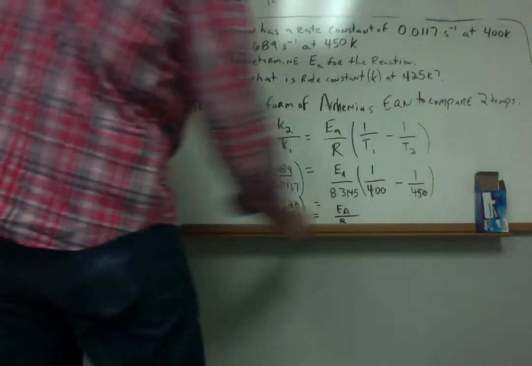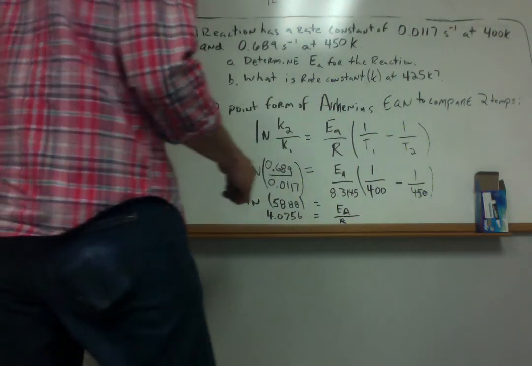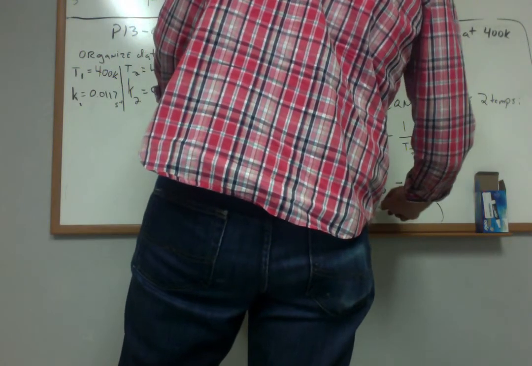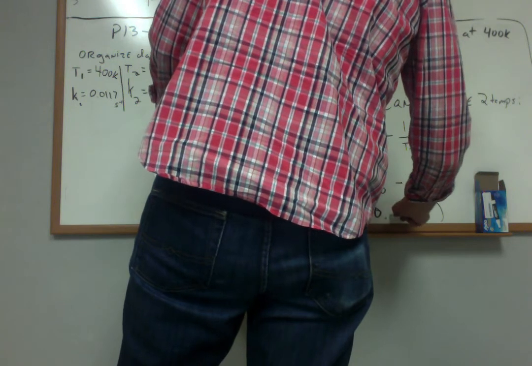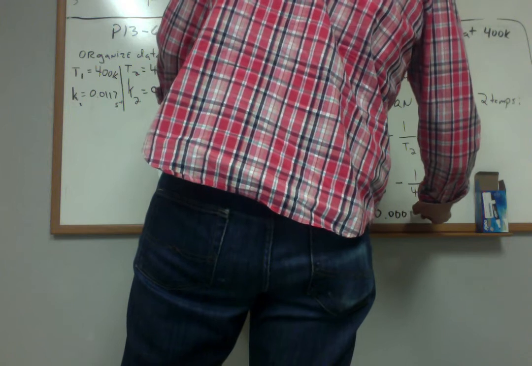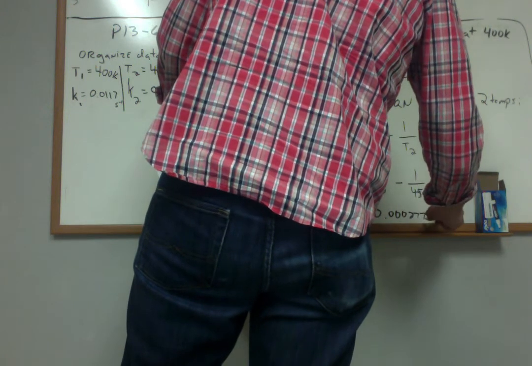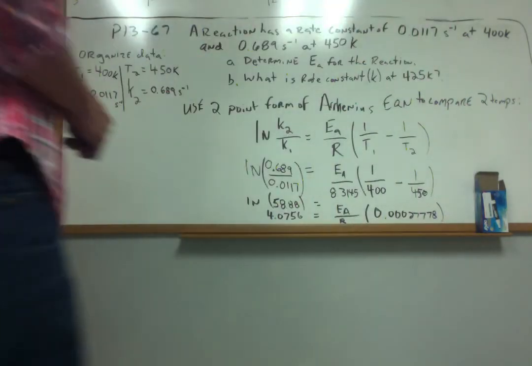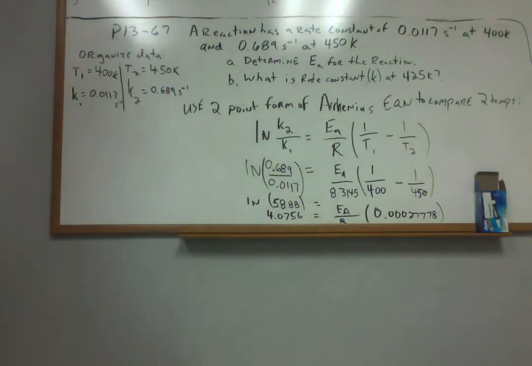I'm going to substitute back to R so I don't have to write the 8.3145 again. But once I do the math that's in this parentheses, it turns out that that works out to 0.000277778. Okay, so that's that difference, 1 over 400 minus 1 over 450. So we're making some progress here because we're computing these values, but we're not quite done yet.